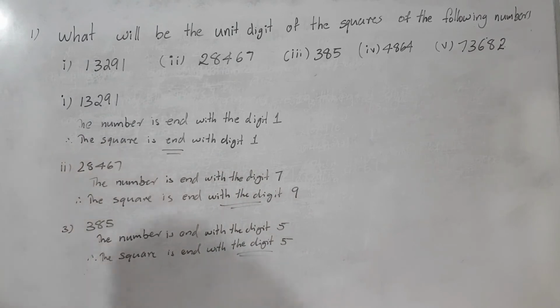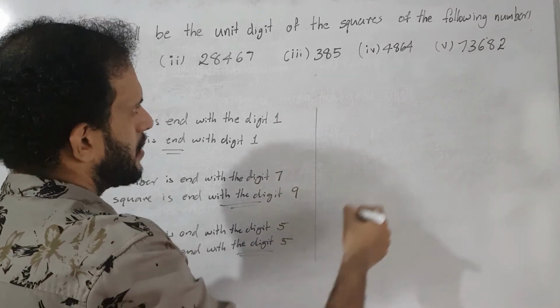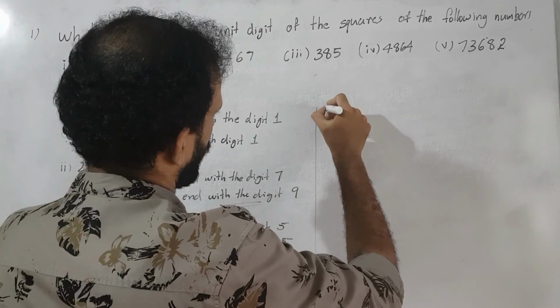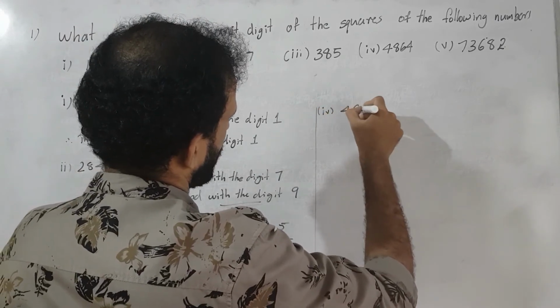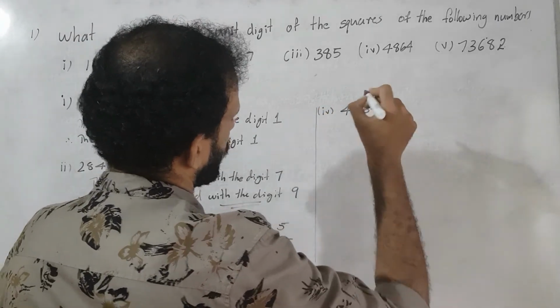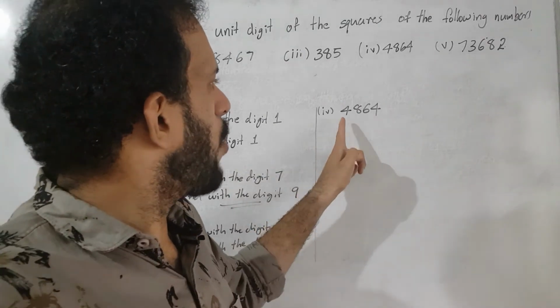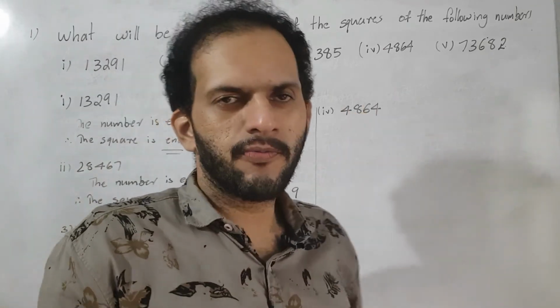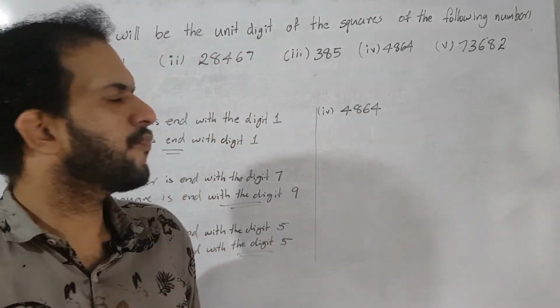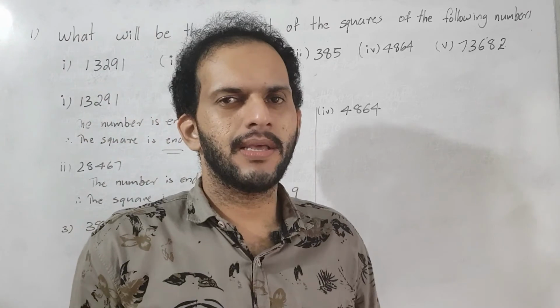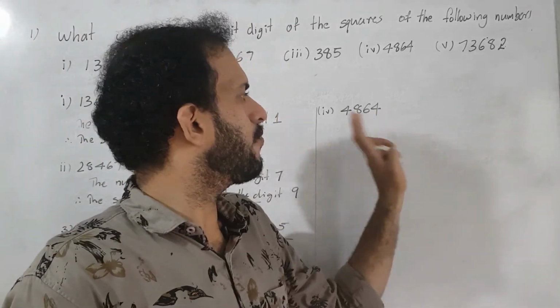Correct? Then the next one, the fourth one. What is the fourth number? The fourth number is 4864. Correct? Then it's very clear the number ends with the digit 4.